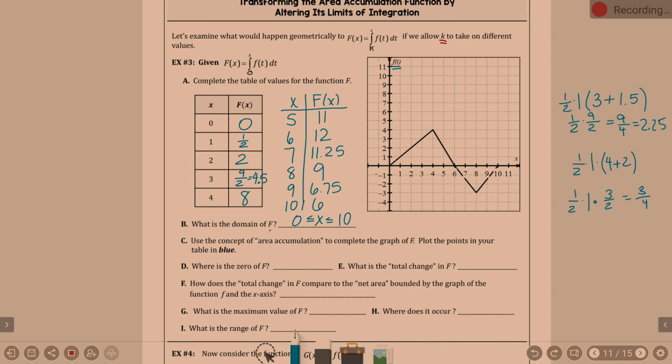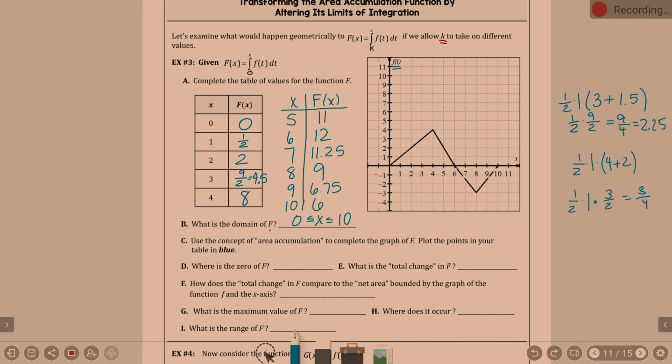Okay. Use the concept of area accumulation, which is what we've been doing today, where we've been adding the area, accumulating the area. Okay? That's what we're doing. Because each of these times we were adding the previous area on, right? And that's what we did on our other graphs. Use the concept of area accumulation to complete the graph of f. Plot the points in your table in blue. Did we already do that? No, we haven't plotted the points. Yeah. So, if you have something you want from up here, go for it. I don't care.